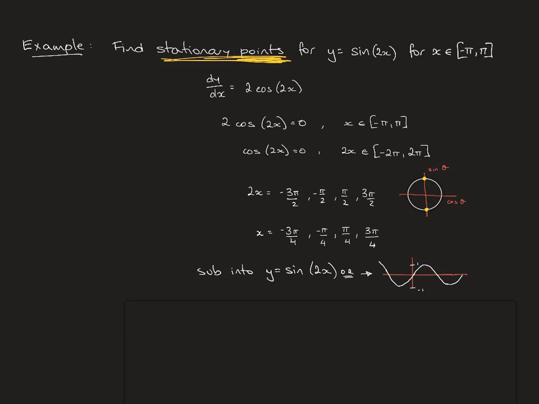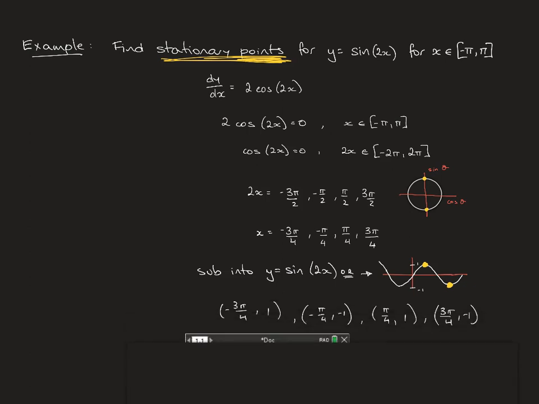And so this in our list here is pi on 4. So the coordinates of this particular point here are pi on 4 and 1. So this one here must be 3 pi on 4 and minus 1. And you can use that idea to find all of the points.